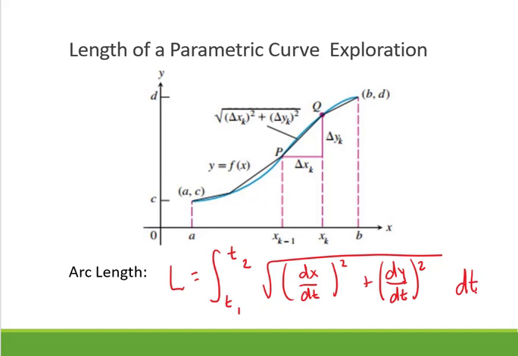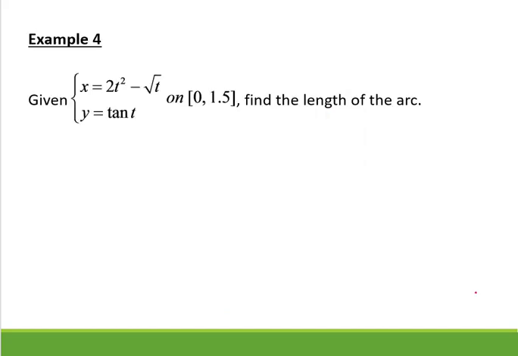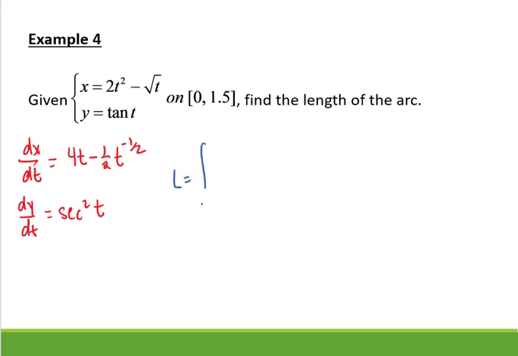Okay, so we have this curve. So I need to find dx/dt. So that is 4t minus 1/2 t to the negative 1/2. I find dy/dt, and that is the derivative of tangent, the secant squared of t. So now my length is from 0 to 1.5, the square root of dx/dt squared plus dy/dt squared, with respect to t.